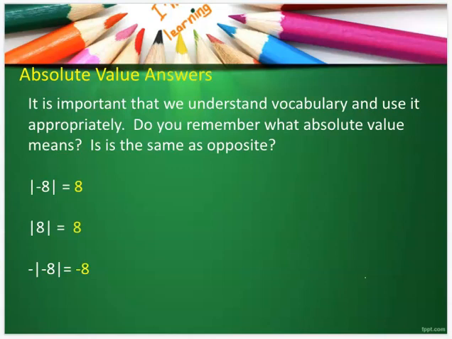Did you get them all right? So the absolute value of -8 and +8 is the same. It's 8, and that's because they're both 8 units from 0. The third one is the opposite of the absolute value of -8. So first you find the absolute value of -8, which is the distance -8 is from 0 on a number line. So that would be +8. But then the symbol out front says, oh, take the opposite of that. So the opposite of +8 is -8.